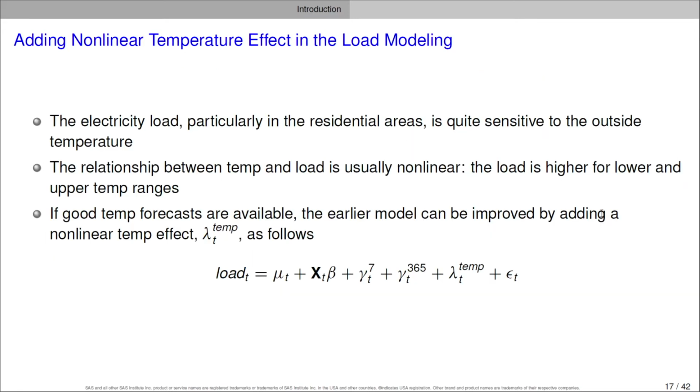As mentioned earlier, temperature can be an important driver for the electricity demand. The relationship between temperature and demand is usually nonlinear. The demand is higher during hot summer as well as in cold winter days. In the case study data we modeled earlier, temperature information was not available. If such temperature data were available, the earlier model can be augmented by adding a term for nonlinear temperature effect.